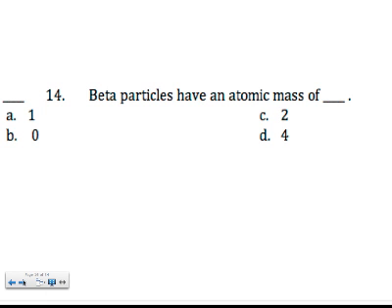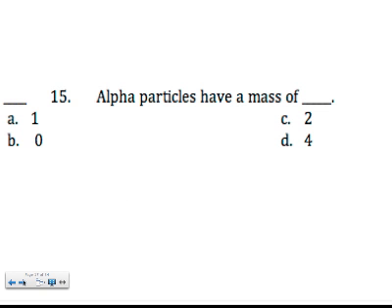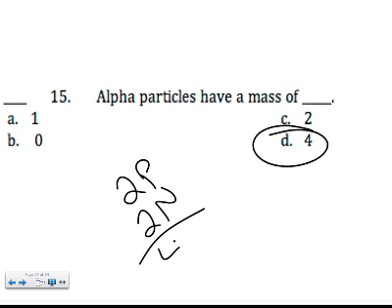Beta particles are the same as an electron, which has, for all practical purposes, no mass. So the answer is B. Here we go. Alpha particles, we just said 2 protons plus 2 neutrons gives you a mass of 4. So the answer there is D.